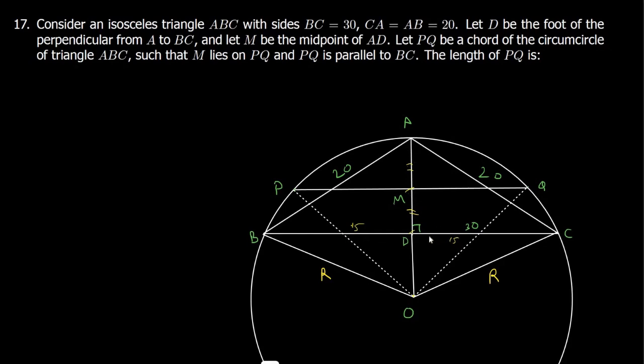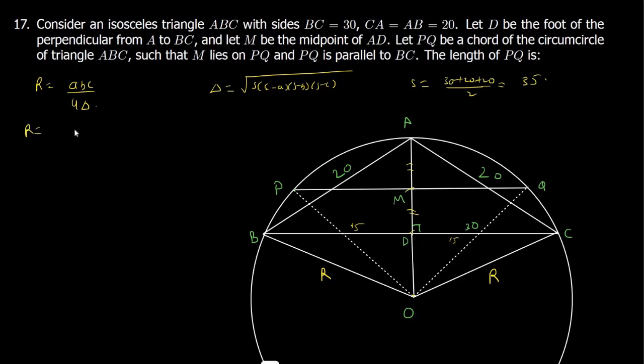Okay. One more thing that I want to find is the radius of the circumcircle. For that, I can use the formula R equals ABC by 4 delta. And for delta, I can use Heron's formula, which is root of S times (S minus A) times (S minus B) times (S minus C). So my S will be the semi perimeter, which will be (30 plus 20 plus 20) divided by 2, that is 70 by 2, that is 35.